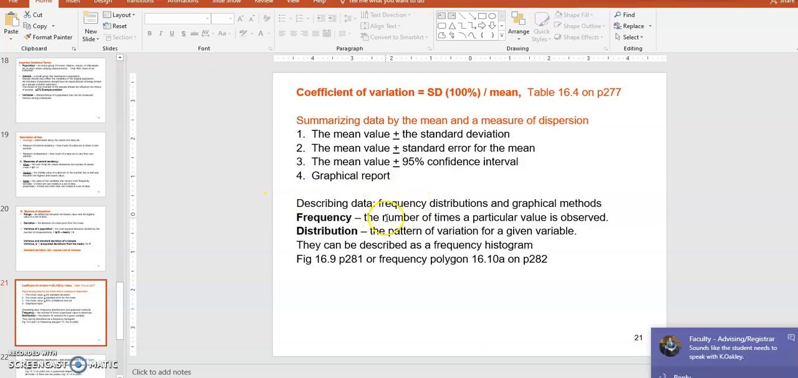And then description of data, frequency, distribution, and graphing methods they are used when you describe your data. Okay, so number of means times a particular value is observed is the frequency, how often they show up. Okay, distribution, pattern of variation for a given variable, that's a distribution. Okay, you can take a look at your textbook pages to understand those terms in more detail.